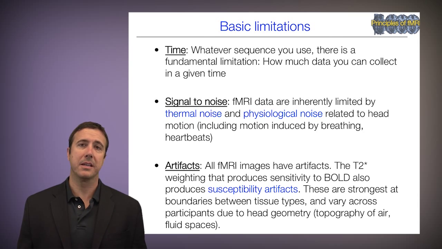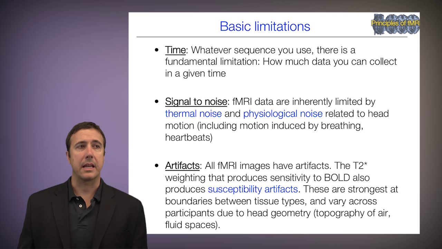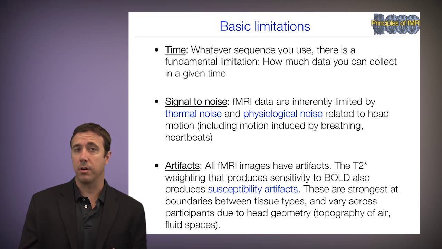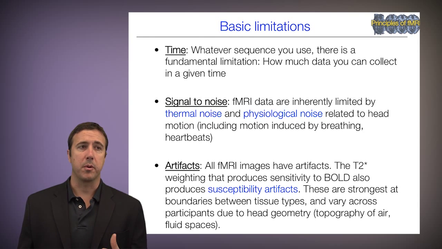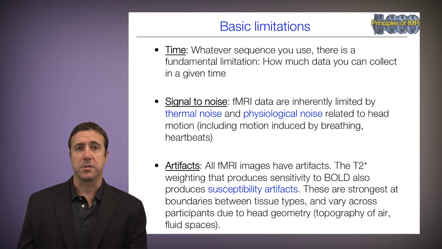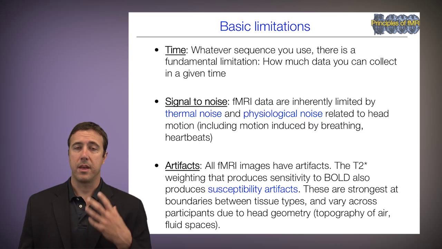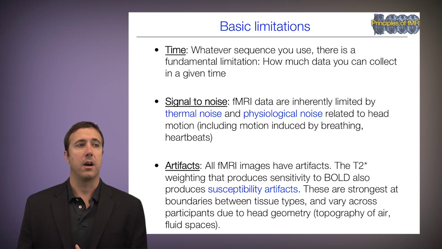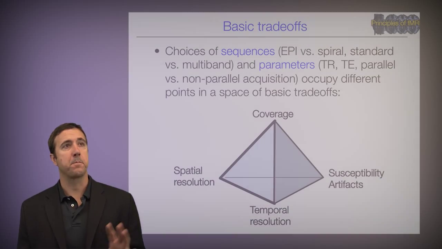Artifacts are endemic in fMRI images. All images have some artifacts. In fact, the T2 star weighting that produces sensitivity to the BOLD effect, the blood flow and oxygenation level dependent effects of interest, are also those that produce susceptibility artifacts, particularly at the boundaries between tissue types, and especially brain and air spaces around the base of the skull. These vary across participants due to the head geometry, how the sinuses are organized and arranged, and the topography of those spaces, as well as other factors. So they can't be eliminated, but we can choose sequences and parameters in order to be smart about the basic trade-offs. So that's what we get to choose.